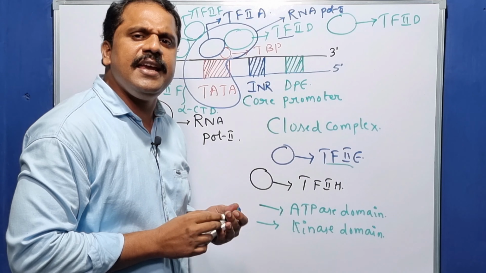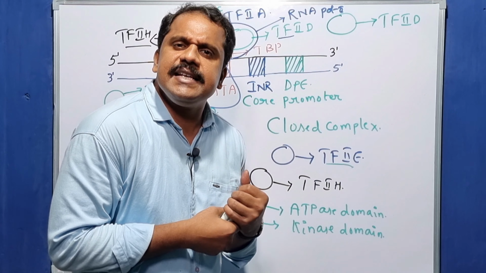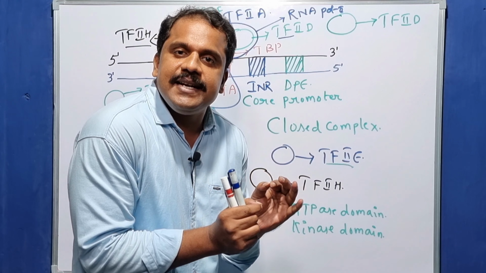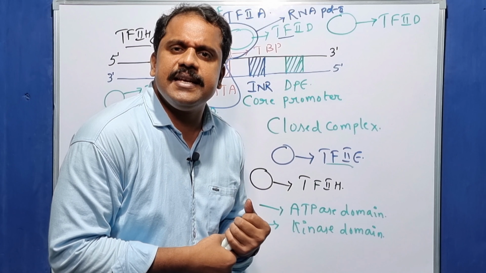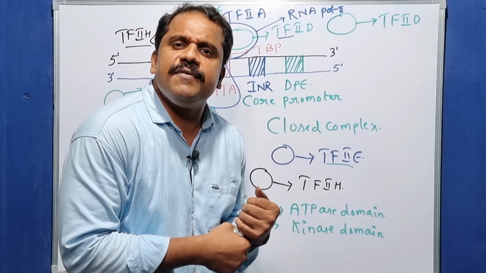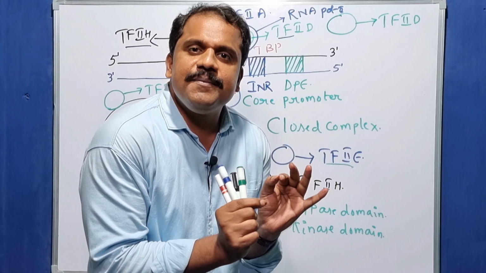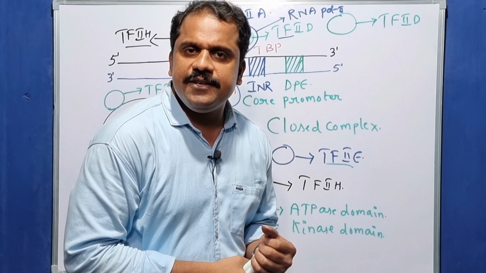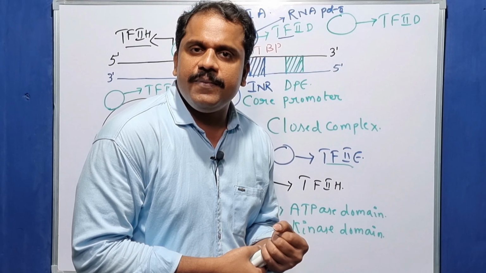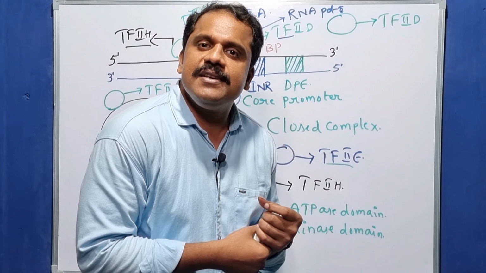Is it clear? So here TFIIH acts as a helicase enzyme. In the prokaryotic transcription mechanism, in order to unwind the double-stranded genomic sequence, the RNA polymerase enzyme won't take advantage of any factor. Without any factor, the bacterial RNA polymerase enzyme is capable of unwinding the double-stranded genomic sequence, so that the closed complex successfully converts into open complex in prokaryotes. But in eukaryotes, the scenario is quite opposite.